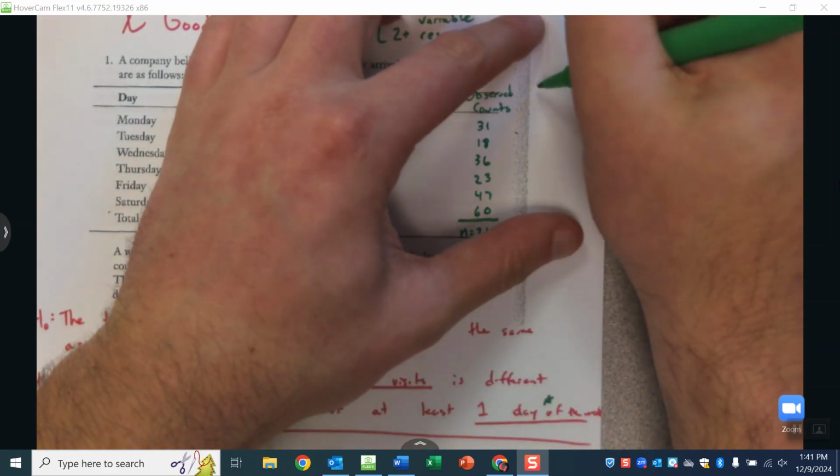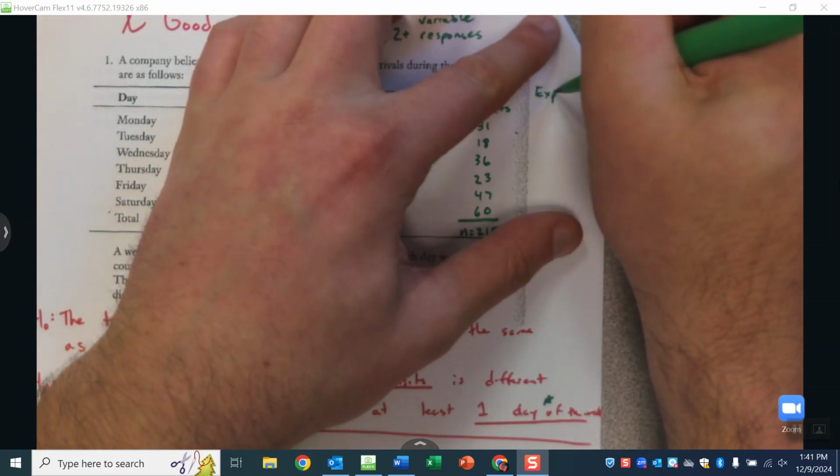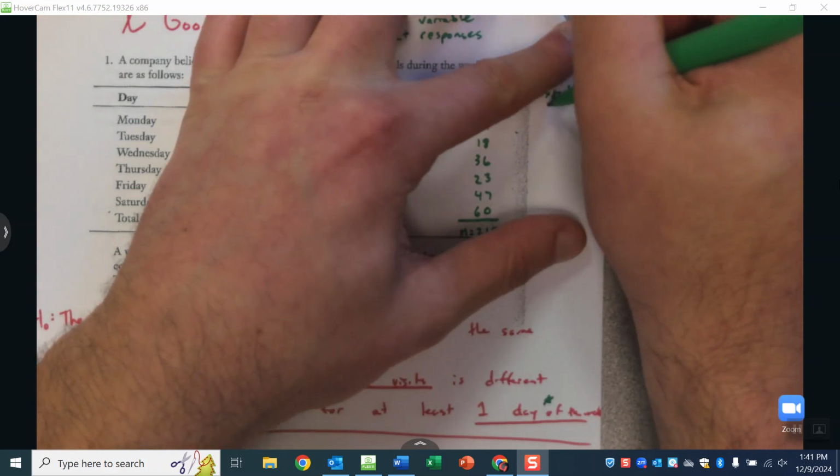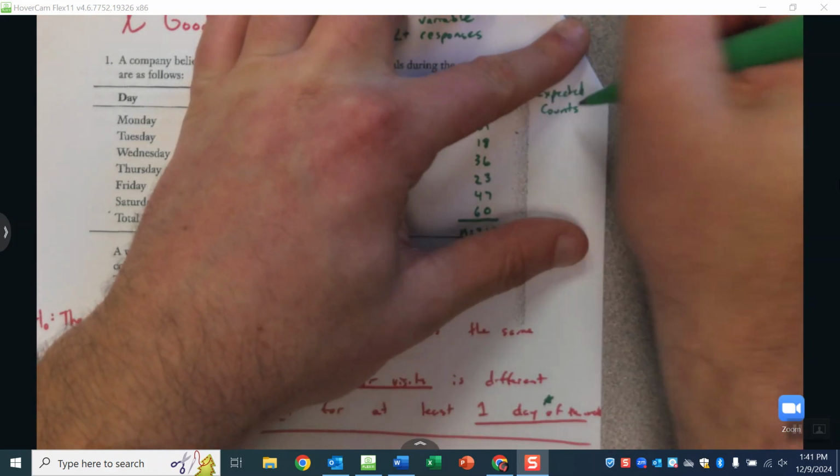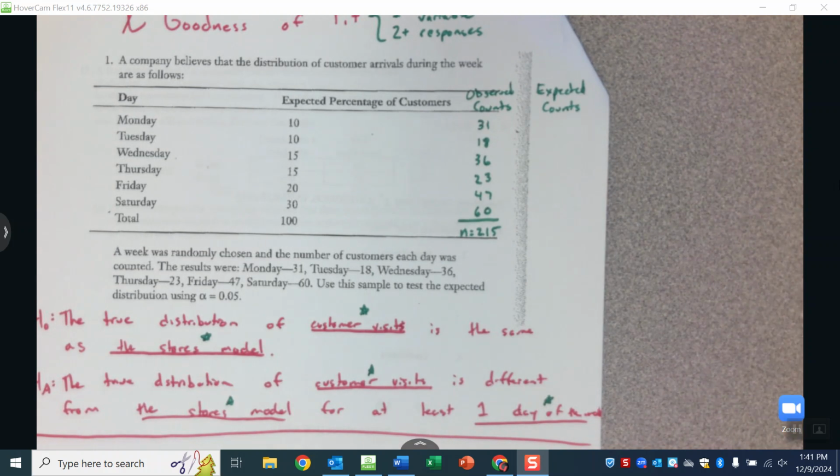Now we have to calculate our expected counts in this test. But I'll tell you, I haven't taught you this yet, but I think that you guys could probably figure it out. All right, how we come up with this. All right, here's the logic. We just watched 215 people come into the store, right? And this model is what we expected to see. This is what the store is telling us.